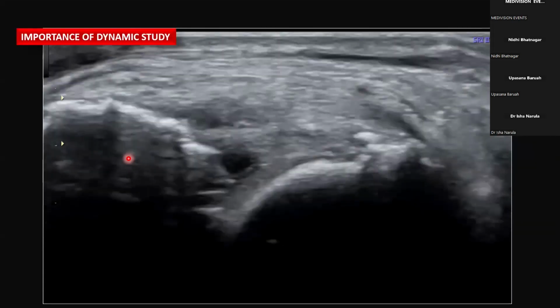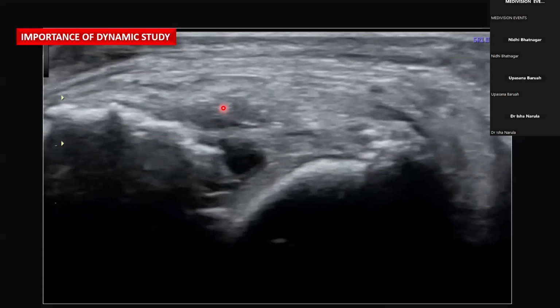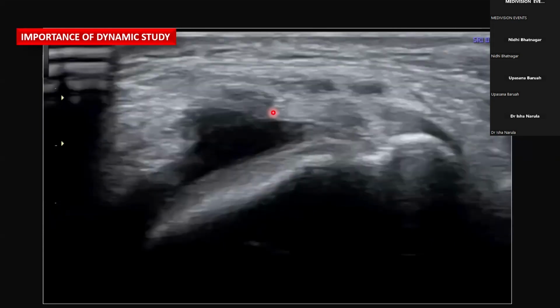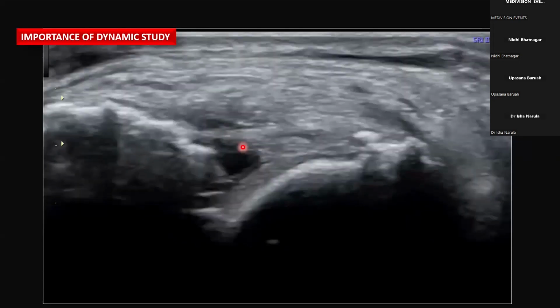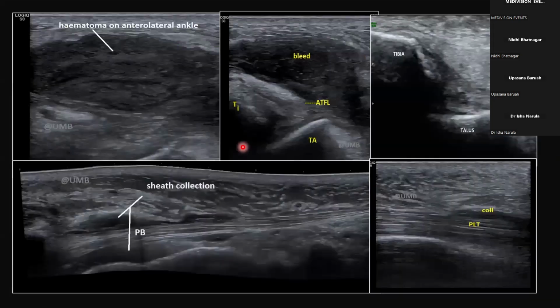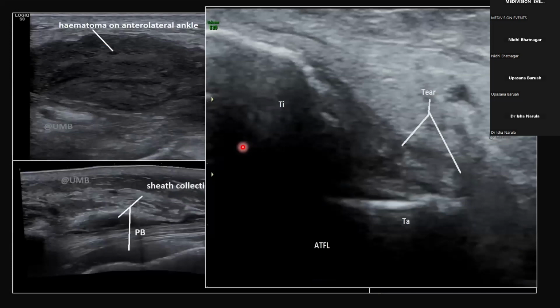In this case we find some periosteal slipping and irregularity. With a dynamic study, you can see a large tear passing throughout the whole tendon, and in fact a hematoma like this, and there is an adjacent fluid collection also. Then obviously there must be a severe tear of the ligament, and it was positive for Taylor-Till cyst.